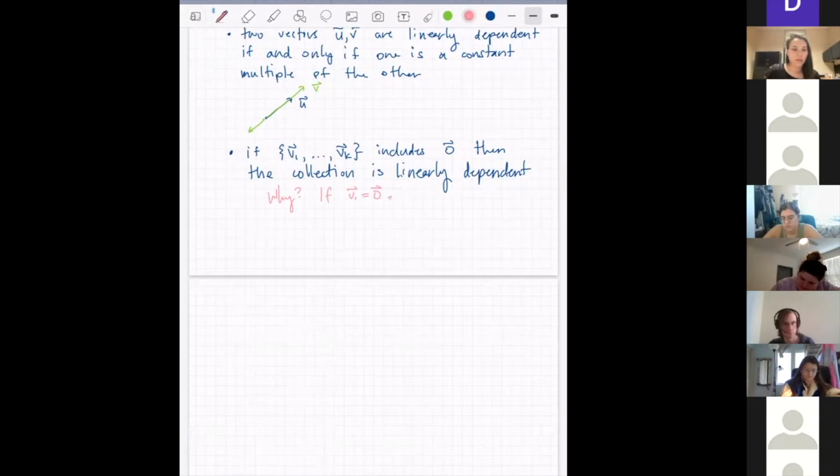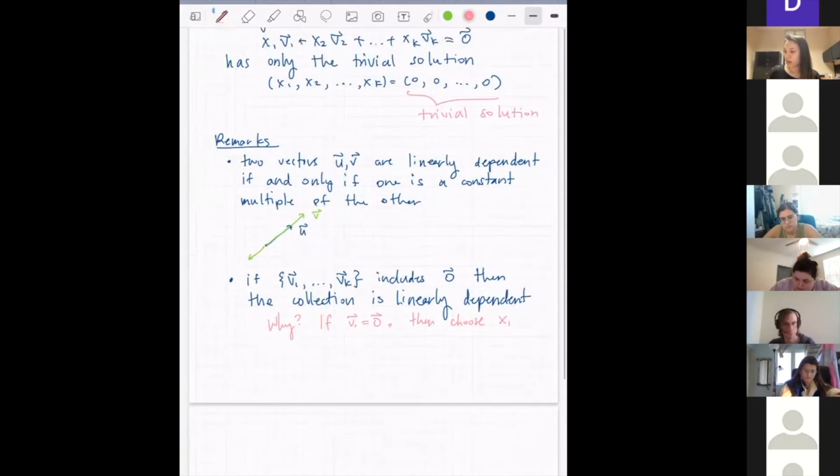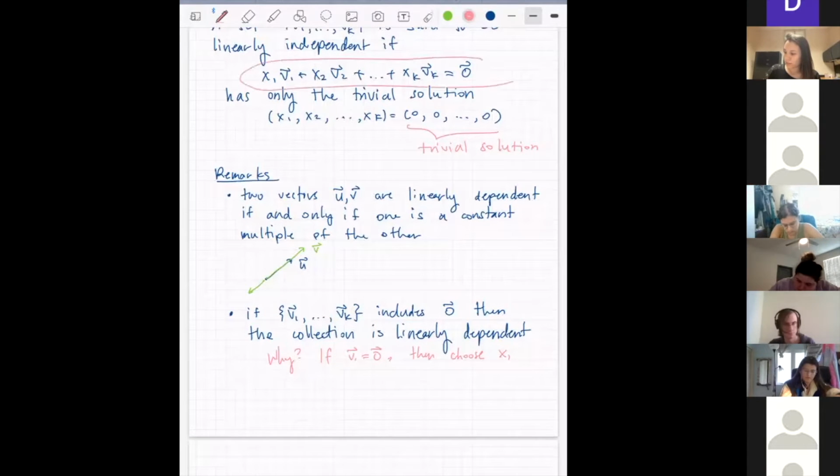And once you have this, you can choose your x1 from that linear dependence equation. So this thing right here, we're creating this. Choose x1 to be 1 and all other xi to be 0, right? And then your equation becomes 1 times v1, which is that 0 vector, plus 0 times v2, plus 0 times vk, equals 0.